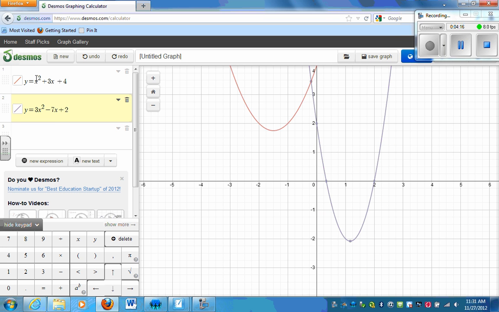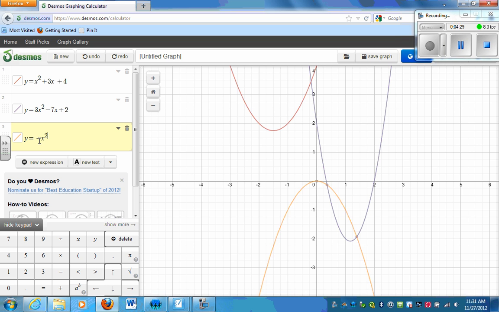Okay, so these are both quadratics. They're both raised to the power of 2. And now we're going to look at what that means. We should do a negative one too. I just thought of this. Negative x squared plus 5x plus 3.